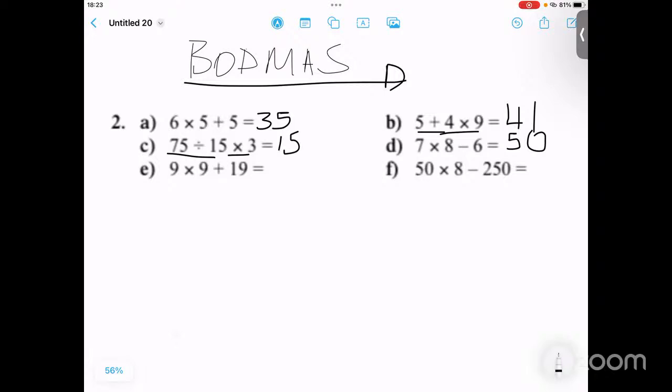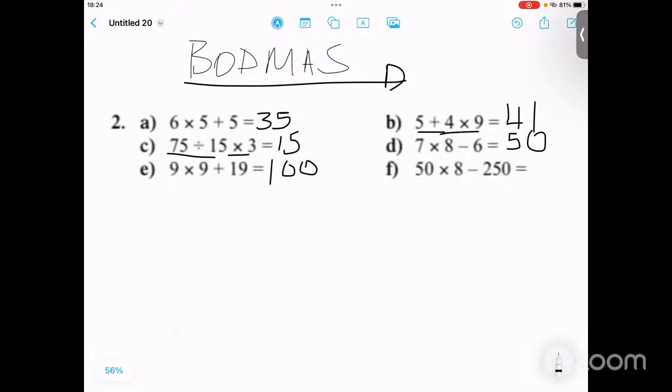Let's go to E. E says 9 multiplied by 9 plus 19. And how are we going to do this one, Charisma? You're going to say 9 times 9, which is 81, ma'am. Then you're gonna plus it with 19, and your answer will be 100. Okay. Is everybody else getting 100? Yes, ma'am. Perfect.